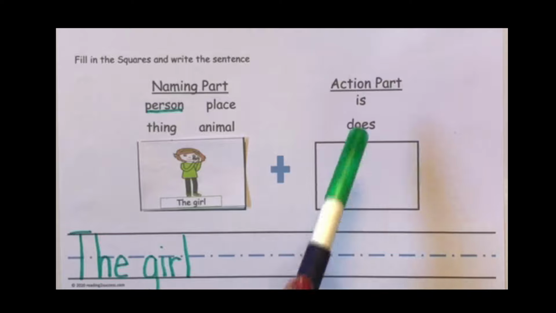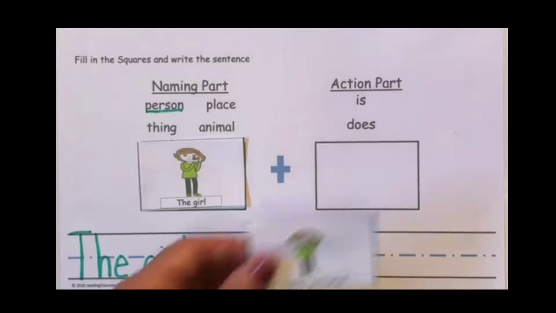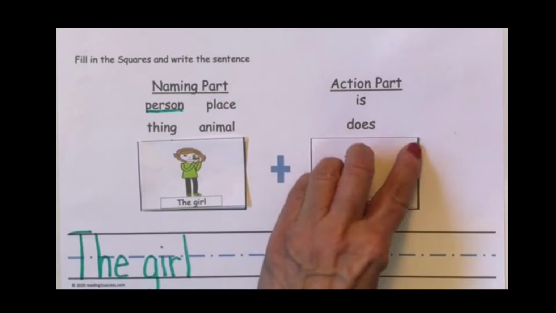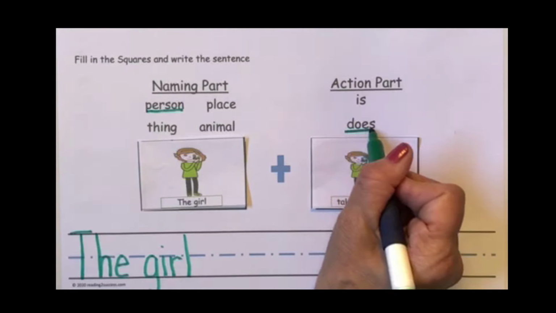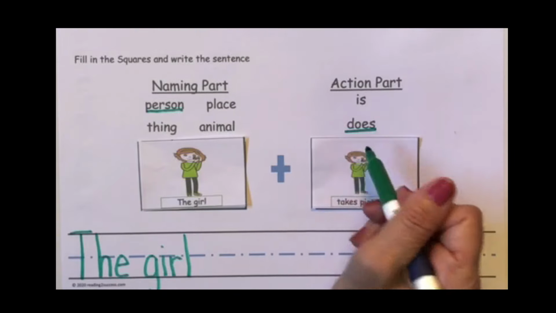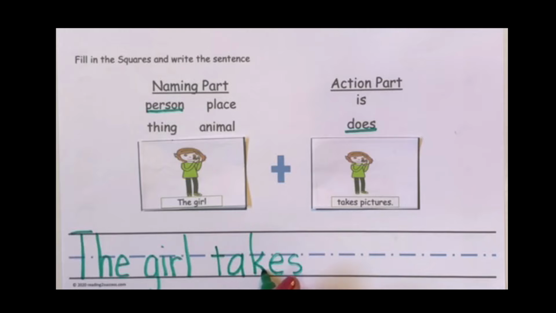Now we need to go over here for the action part, and we need to find the action card that matches with the girl. And it is right here. And it tells what the girl does. So we're going to underline that. It is not saying what she is, it is telling what she does. The girl takes pictures. So we're going to put the second part of the sentence, the action part here, to complete the sentence. So we would say takes pictures.